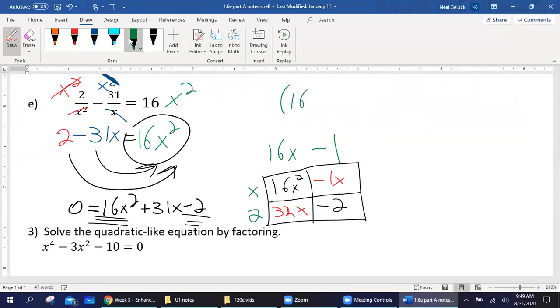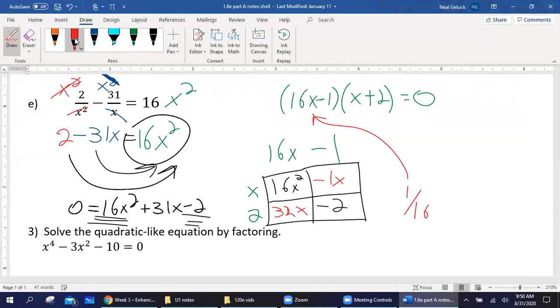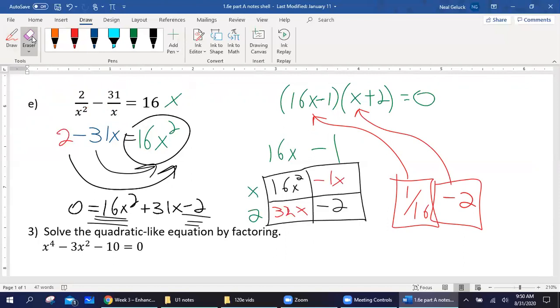So my factors are 16x minus 1, x plus 2. Remember, this equals 0. So the solutions would be, for the first one, 1/16 makes that 0. The second one, negative 2. If you check, neither of those answers makes a denominator 0, so we're good.